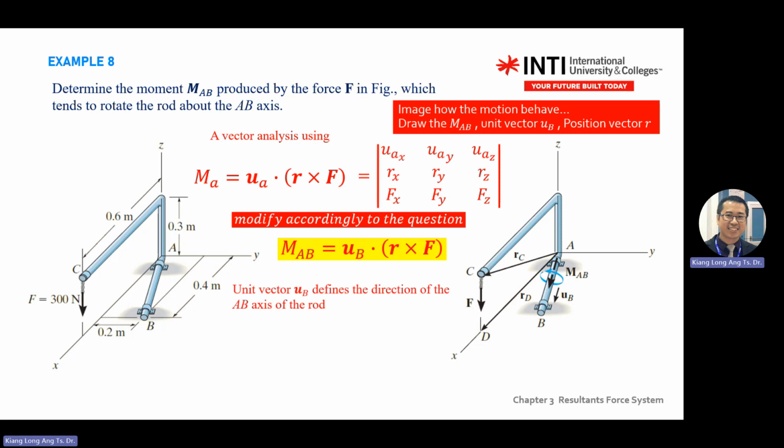Okay. Then the rest is calculate lah. So UB is this direction. UB equal to RB divided by the magnitude of RB. So RB is here. RB vector will be curly bracket 0.4I, 0J, no, not 0J, 0.2J, and 0K. So you do the magnitude, square your X, Y, Z, square root, get the answer, right?